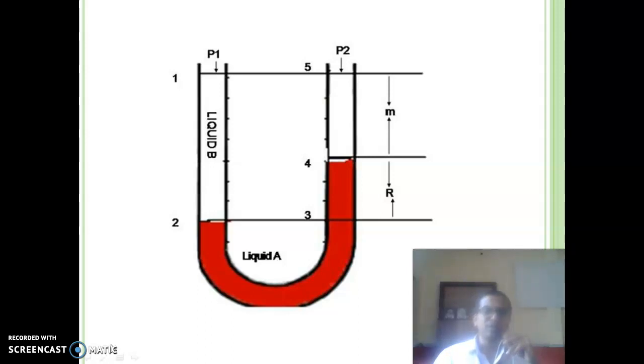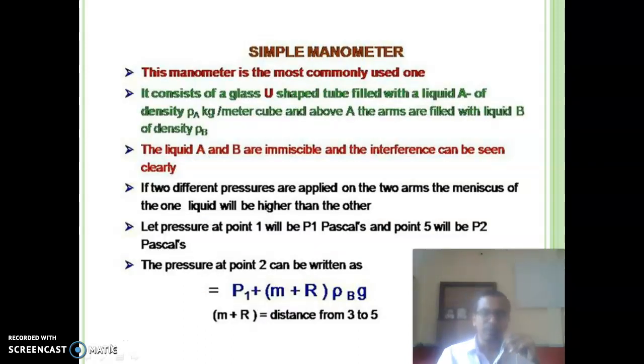P1 pressure is applied at 0.1, P2 pressure is applied at 0.5. M and R, 3 to 4, is height. R, and 4 to 5, it's M. So the equation: P1 plus M plus R rho B G.